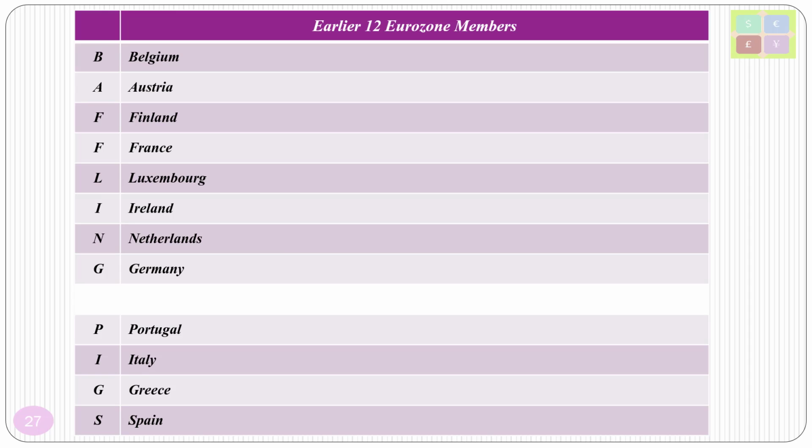Baffling Pigs is the acronym to remember the earlier 12 members of the Eurozone. Don't laugh. I did not come up with that acronym. Let's take a look at the countries that the acronym represents. B represents Belgium, A stands for Austria, F for Finland, F for France, L represents Luxembourg, the first I represents Ireland, we have Netherlands, Germany, and the pigs represent Portugal, Italy, Greece, and Spain.